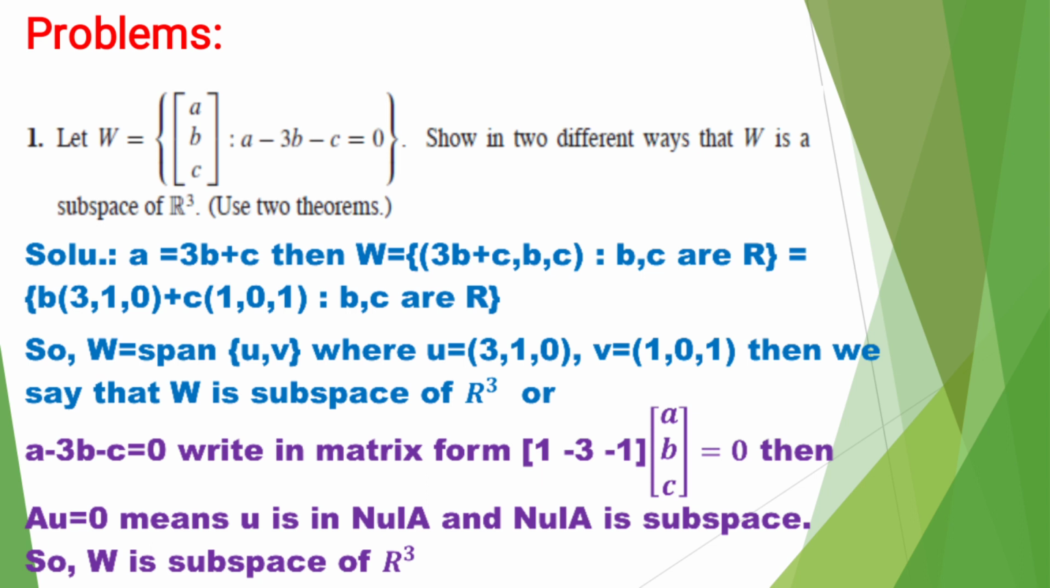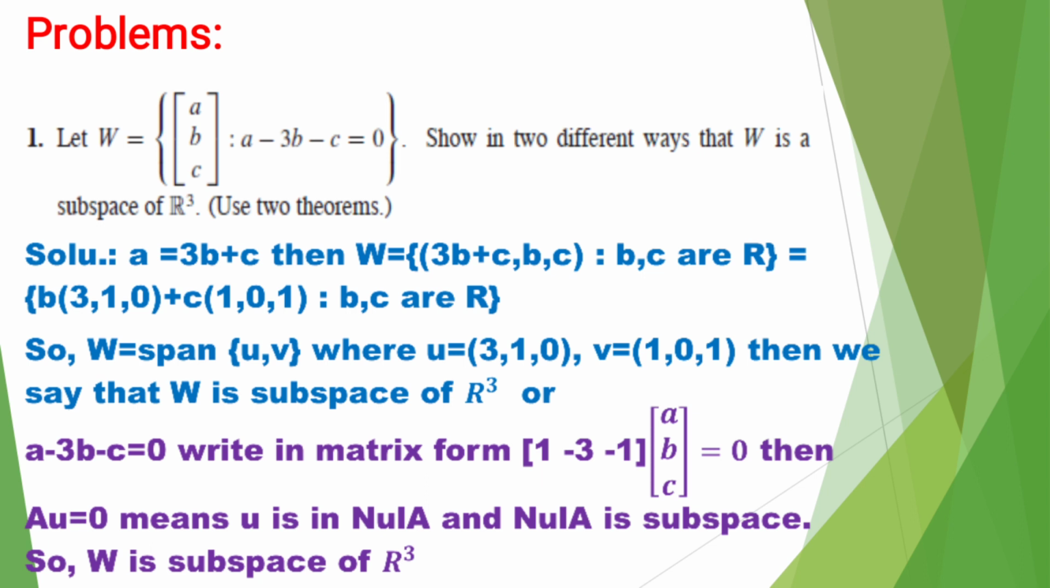Means we say that W is the span of two vectors, (3, 1, 0) and (1, 0, 1). Say these two vectors are U, V. So W equals span of U, V, and we know a span set is a subspace. Therefore W is a subspace of R3. This is one type of definition of subspace. Now another one.